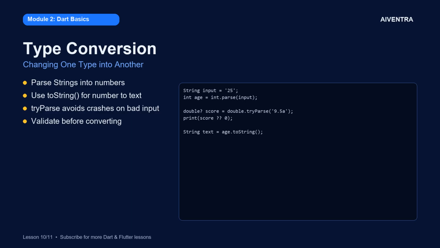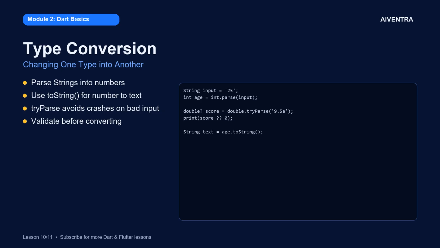The most common conversion is from string to number. Because input arrives as text, you must parse it before doing math. int.parse takes a string and returns an int. double.parse returns a double. These functions work well when you are confident the text is valid.